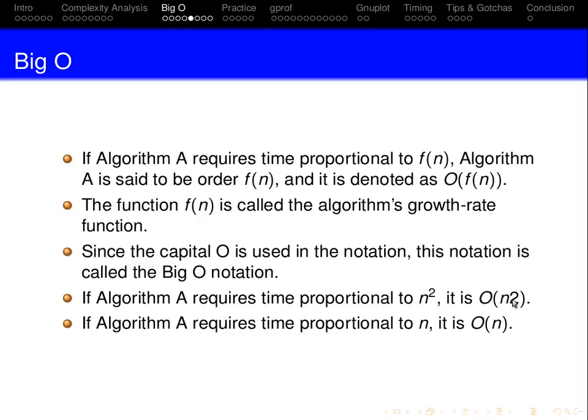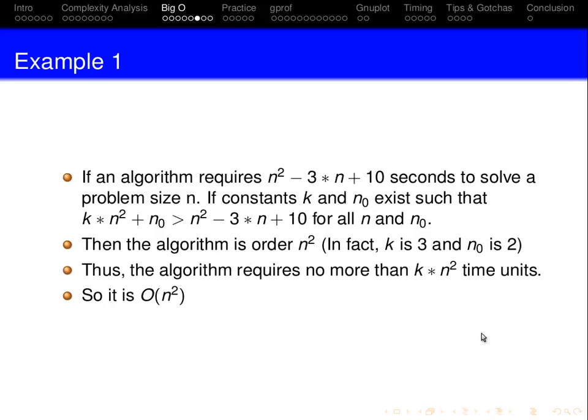Right over here, that should be squared, not 2. That'd be silly. If its time is proportional to n, it's O of n. So putting some numbers to it for an example. Say an algorithm requires n squared minus 3n plus 10 seconds to solve. If constants k and n naught exist, such that k times n squared is greater than that formula, for all n greater than n naught, then the algorithm is said to be order n squared.